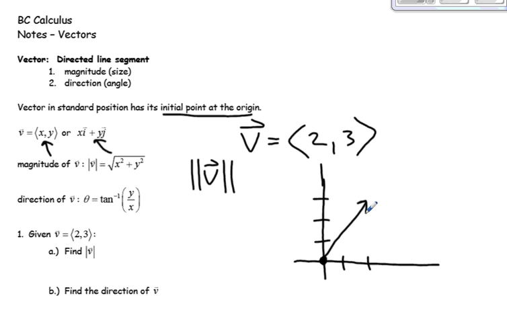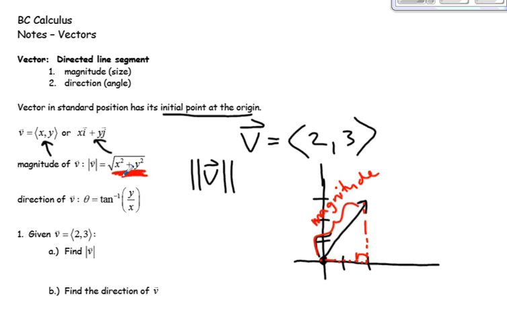Okay, so this vector, when I talk about magnitude and direction, the magnitude is talking about the length of that arrow. Sorry, I should have done this in a different color. Okay, so that length of that arrow is the magnitude. And we can calculate that distance because if you look, we have this right triangle, and so that would just be the distance formula or Pythagorean theorem, which is this right here.